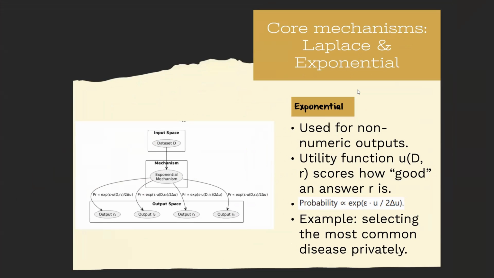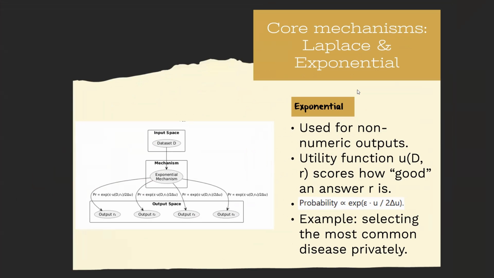So far, we have looked at how the Laplace mechanism adds noise to protect the privacy of numerical queries. But what if the query does not return numbers? For example, when we are choosing a category, a label, or a best option from a set of possibilities. That's where the exponential mechanism comes in.